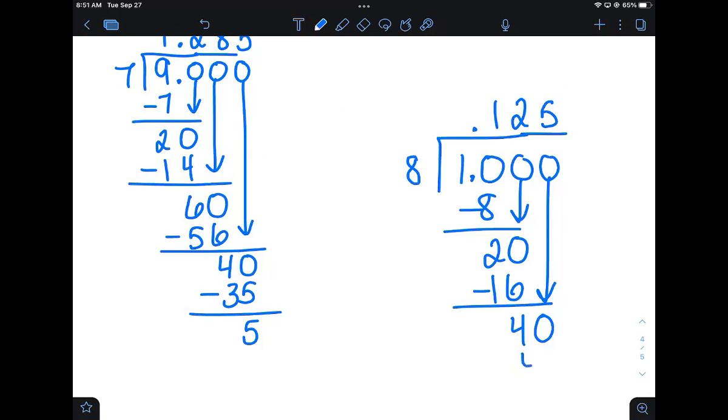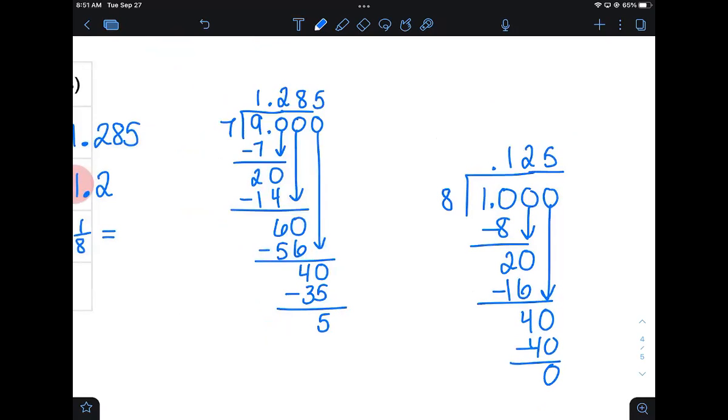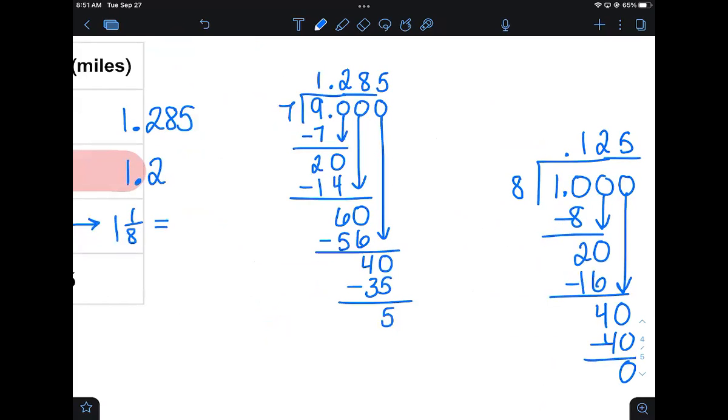Exactly 40. This isn't going to go on forever like the last one, or give us a bunch of different decimal places. So this is going to be 0.125. How many of you knew that 1/8 was 0.125? Then you saved yourself maybe 45 seconds of work.